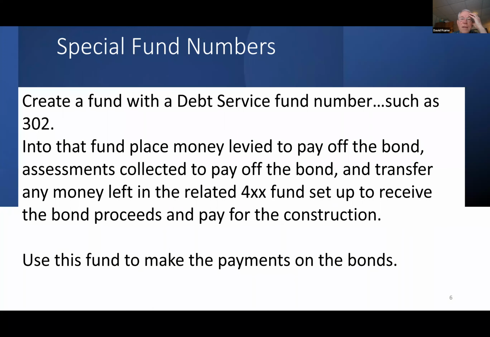You create a fund with the debt service fund number, such as 302. Into that fund, you place the money levied to pay off the bond, the assessments collected to pay off the bond, and any transfer of any money left in the related 400 fund. Remember, the 400 fund is where you put the bond money, and then you pay out of that 400 fund for your construction costs. If you have any money left in that fund, it should then be transferred to the debt service fund, a 300 fund, and the remainder would be used to pay off your bonds or pay off your debt.